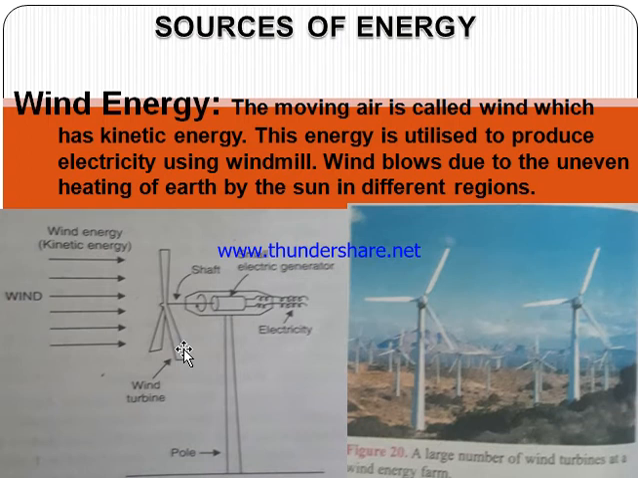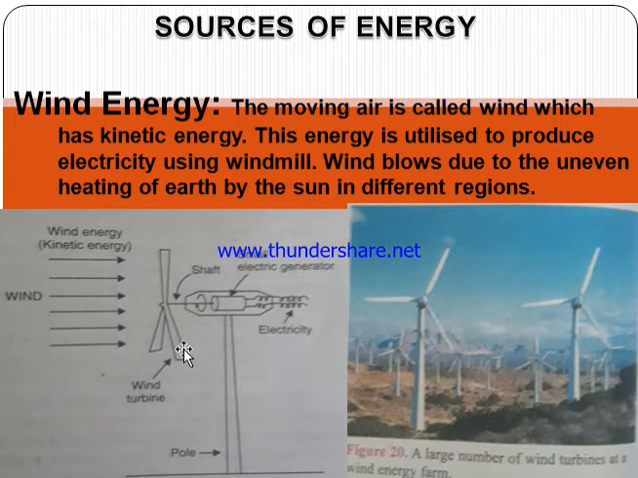Good morning, students. We are going for the very interesting topic of the sources of energy. It is very easy. First, we have discussed wind energy. Then we have discussed the hydroelectric plant and the thermal power plants. These are very easy and very interesting topics.